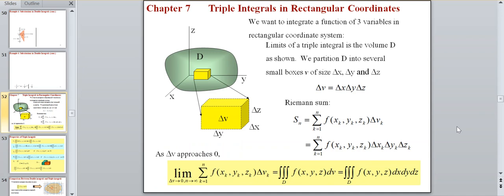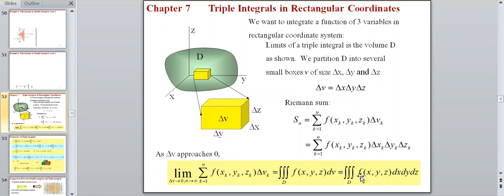Okay, guys, now we are going to talk about the triple integrals in Cartesian coordinate system. Here they say rectangular means Cartesian. When we are talking about the triple integrals, it means we want to define an integral for a function of three independent variables, something like this: f of x, y, z, three independent variables.